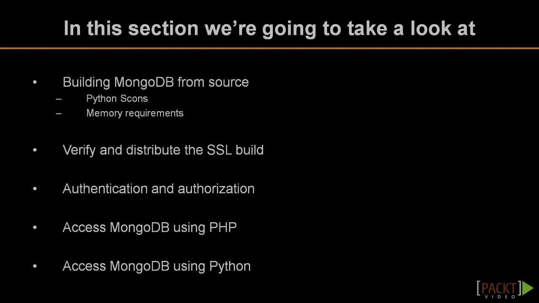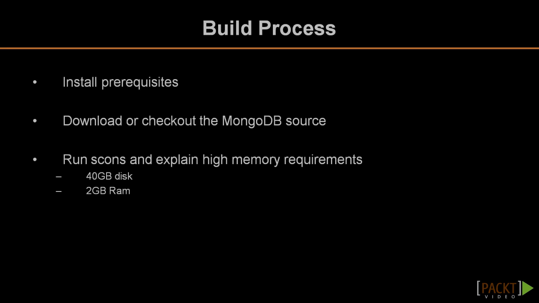This video focuses on building MongoDB from source using Python SCons. Prerequisites are installed prior to obtaining the MongoDB source. SCons is then used to build MongoDB. The build process requires a lot of disk space and memory. As a rule of thumb, plan on having at least 40 gigabytes of free disk space and 2 gigabytes of RAM. The build process also takes a while to complete, so plan enough time to let the build complete.